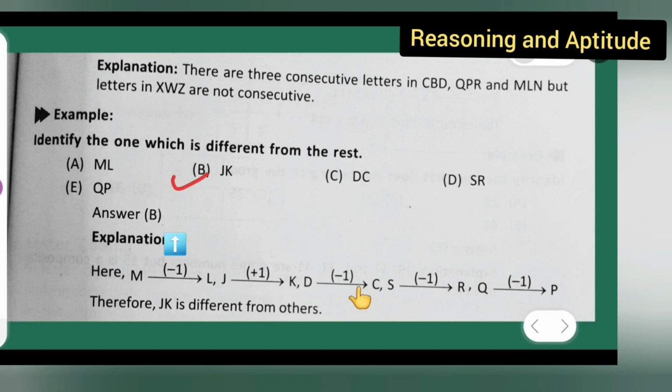Because all are reversed. After L comes M. After C comes D. After R comes S. After P comes Q. But after J comes K. So this is the different one from the rest. So that's why option B is the correct option.